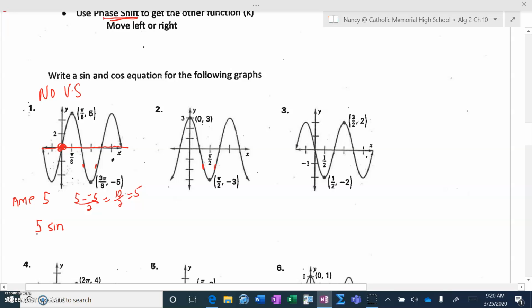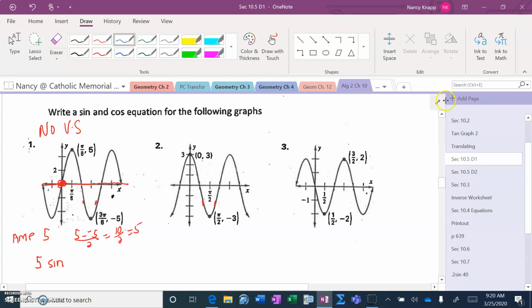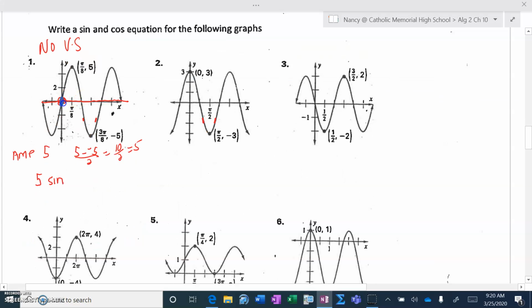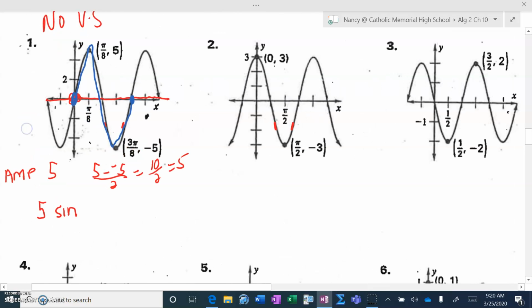Now I'm going to get the period. To get the period, I'm going to trace one cycle for the sine. So I'd start here, I'd go like this, I'd go like that, I'd stop right there. So where am I? Well, if you look at how the grid is set up for you, it's 1/8, 2/8, 3/8, this would be 4/8. So this stops at 4/8, so that means my period is 4/8 pi, or pi over 2.